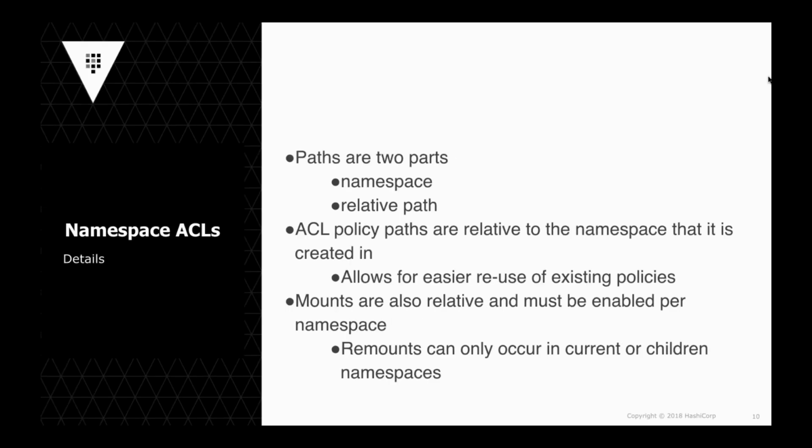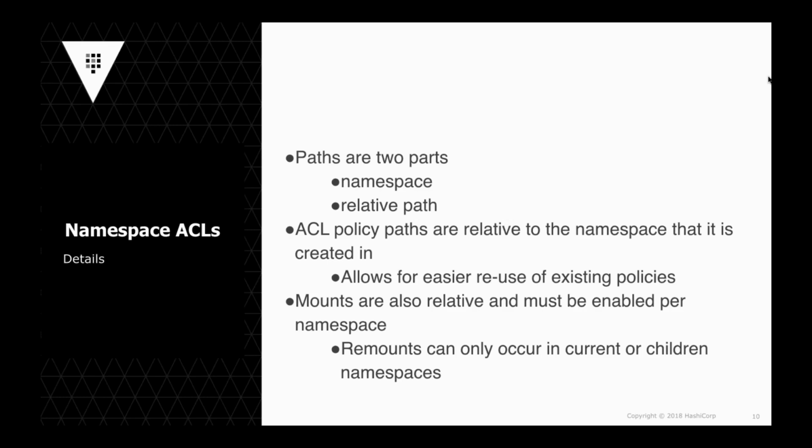So paths are composed of two parts, the namespace and the relative path within the namespace. If you're actually inside of a namespace, then relative paths are all you need. You don't have to add any of the namespace information to the path. But if you're in a root namespace or in, I guess, a parent namespace, you can always append the namespace information onto the path in order to access information within the path. And we'll see some other examples of ways to do that here shortly.